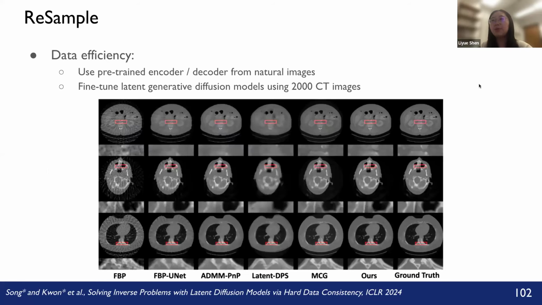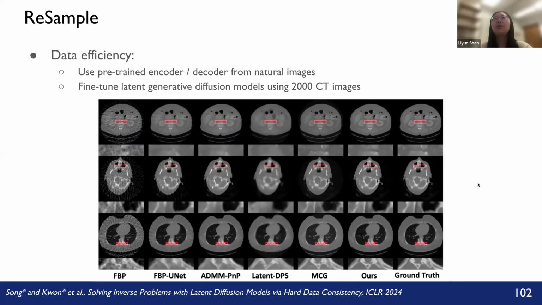This method has been shown to be very effective for general inverse problems. One interesting phenomenon we find is that we can fine-tune the pre-trained latent diffusion model on natural images using only a very limited amount of CT image data, 2,000 samples, and adapt it to CT images as a good prior that is helpful to solve the CT reconstruction problem.